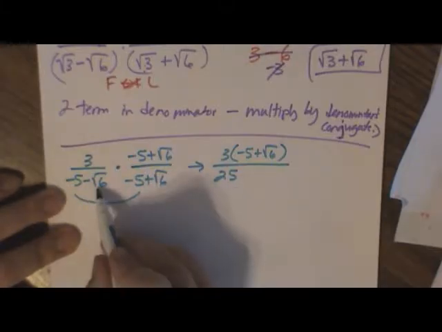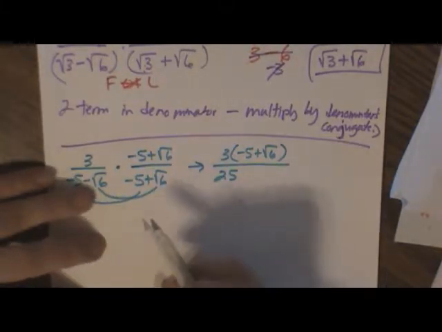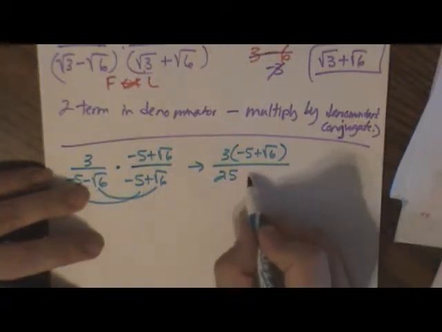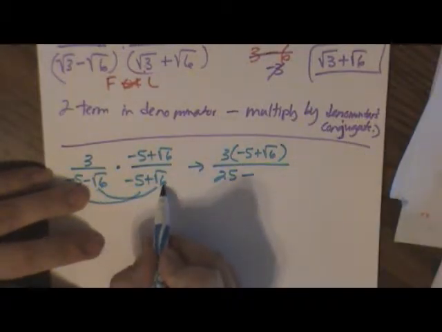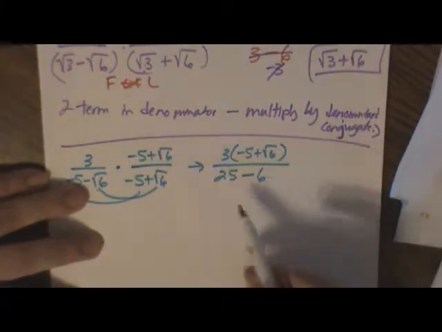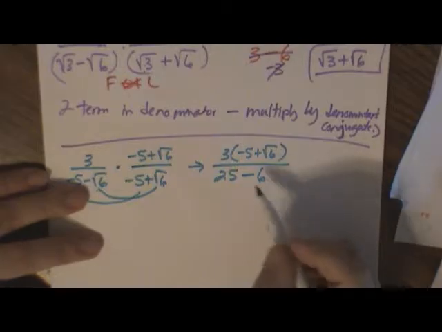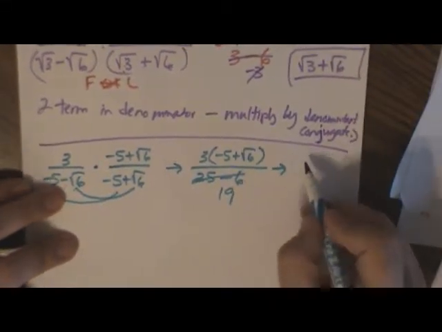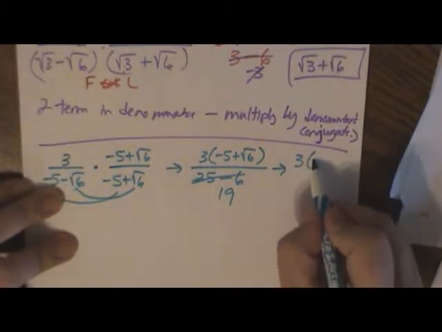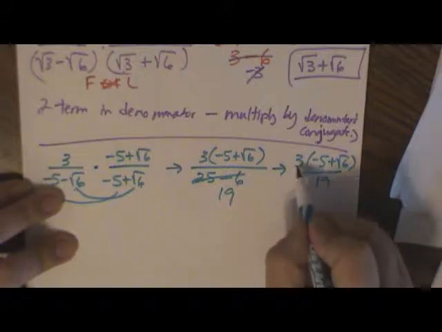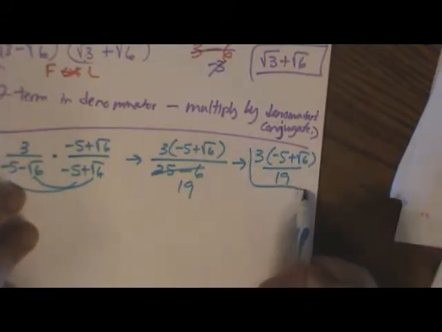And then the inside and outside terms are going to cancel, so we're going to do the last times last. Negative times positive is negative, and then we have a pair of 6's, so a 6 comes out. And 25 minus 6 is 19, so our answer is 3 times -5 plus the square root of 6, all over 19. And that's our answer.